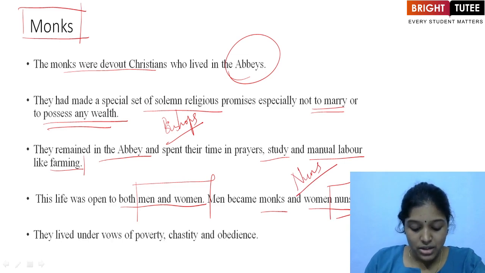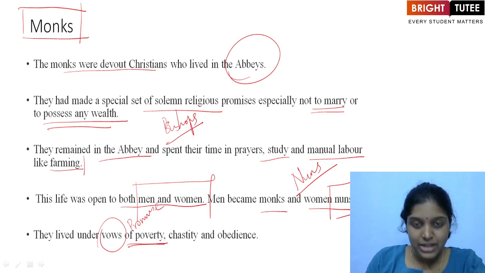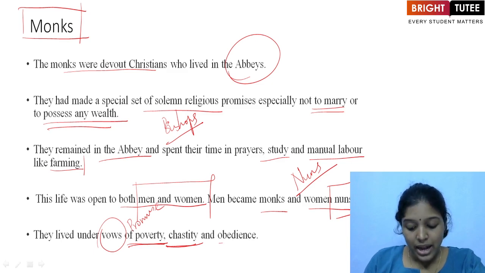And they lived under vows, which means promises, to follow the rules of poverty, that is to live a simple life, chastity, that is to be dedicated and committed to God, and then obedience, to obey the rules of the church.